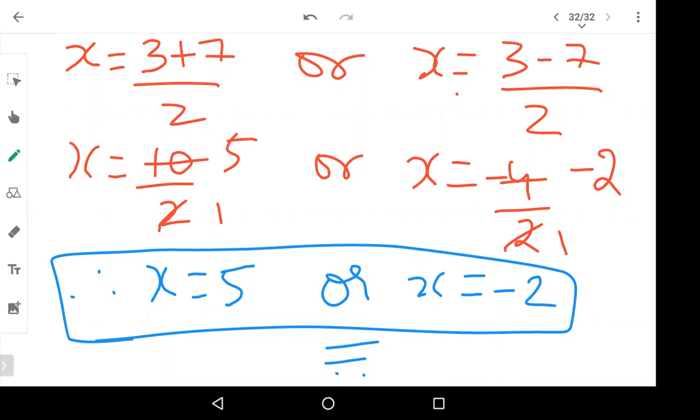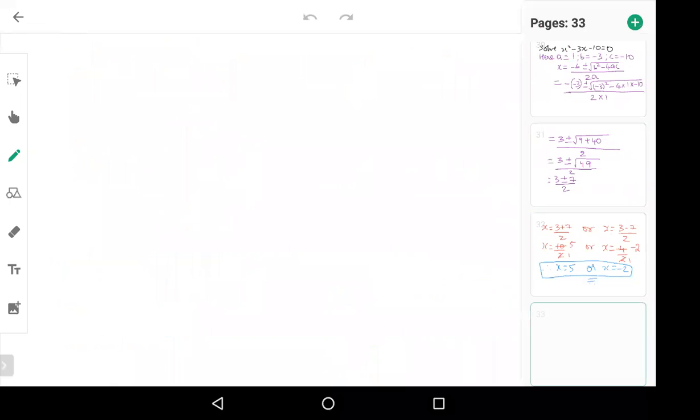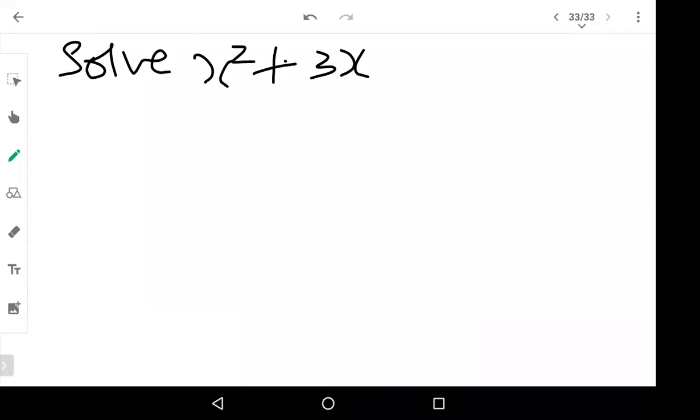Yes. So shall we solve one more problem? Before that, any doubts in the problem? No? Good. So we'll solve the next problem. Solve x square plus 3x minus 28 is equal to 0. Will you try? Will you try solving this? Yeah, give it a try and then I'll solve it.